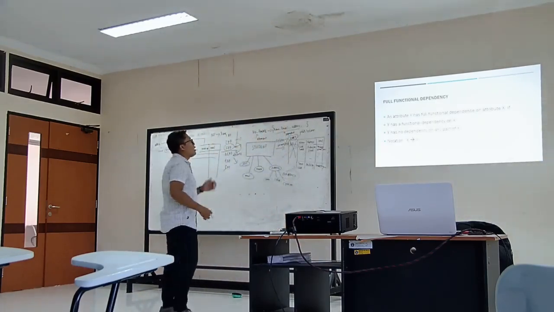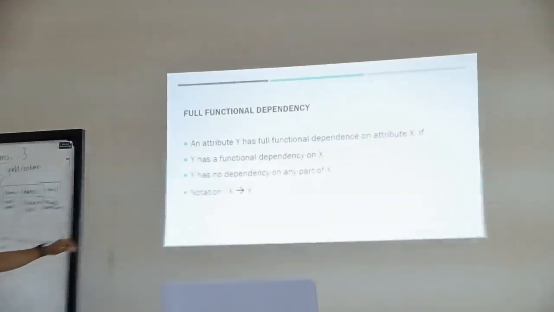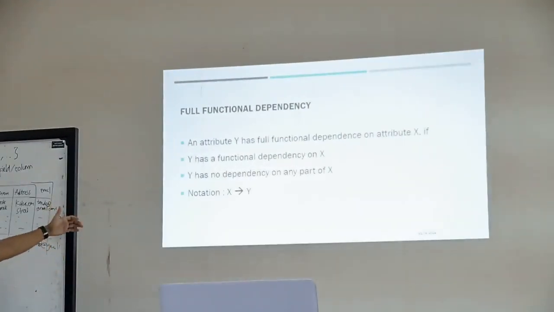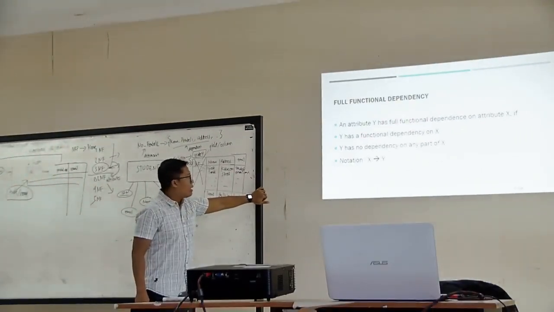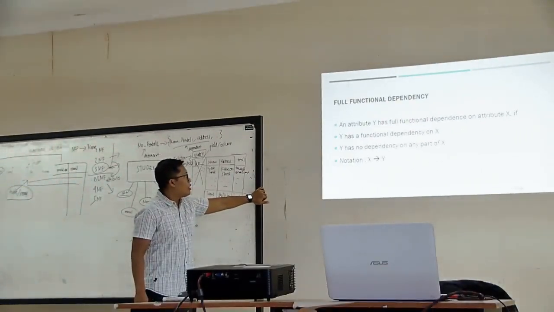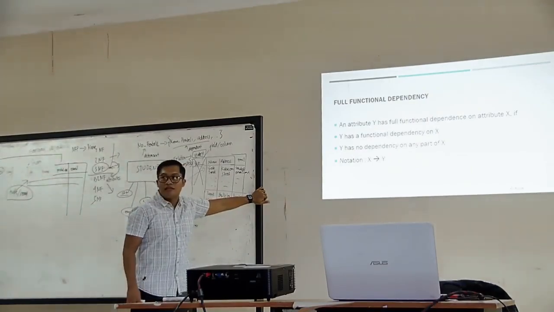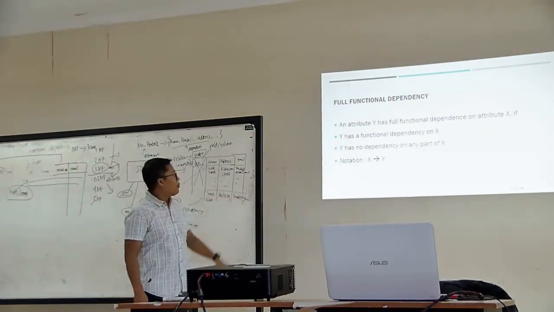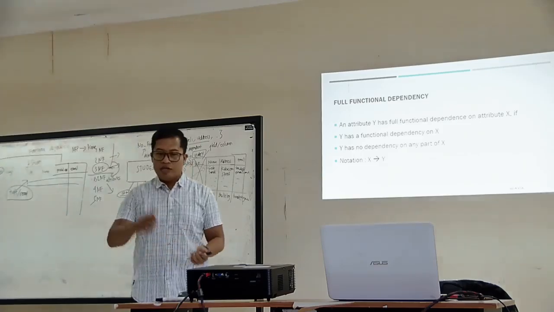So we go to the next. What is full functional dependency? We say that Y has full functional dependency on attribute X if Y has a functional dependency on X, and Y has no dependency on any part of X. Okay. The notation will be the same as the previous.